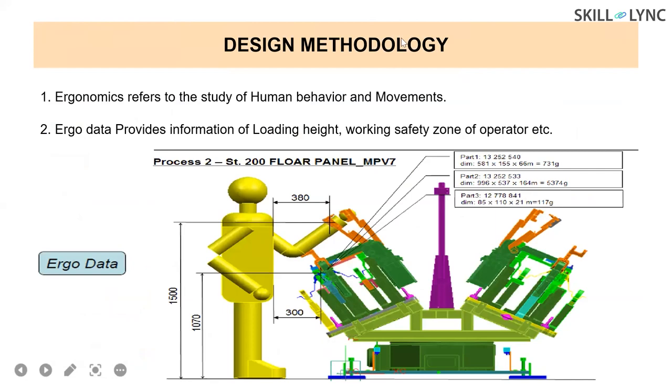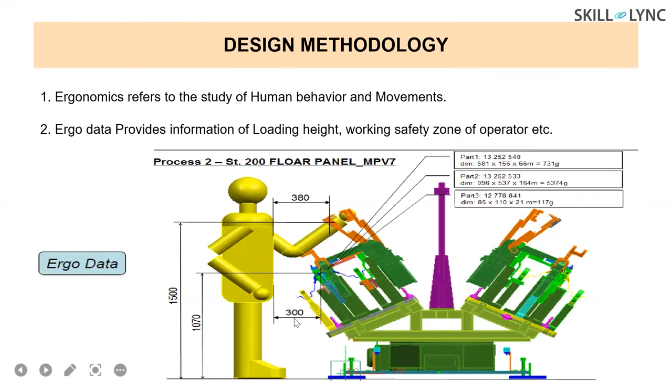Next one, this is ergonomics data. Ergonomics means the study of human behavior and the movements of the particular thing. How am I going to load the component, and whether it meets safety standards, clear? What should be the average height of the person? Based on that, we will decide the factors. It will increase the effectiveness of the worker who is going to handle the particular fixtures.